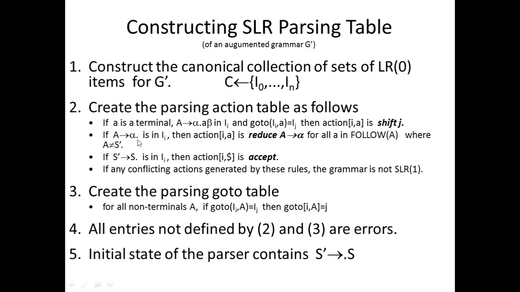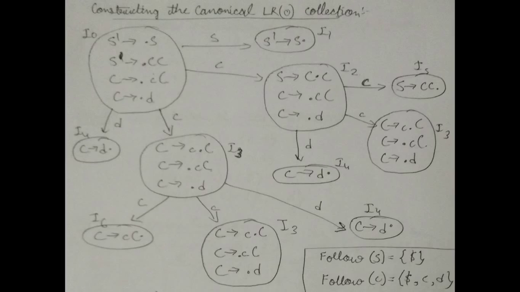Moving on, we write the reduce operation for the following case. If A gives alpha dot is in I_i, then action[i, a] is reduce A gives alpha for all a in follow of A, where A is not equal to S dash. Okay, we go to the table and we see where we have all the productions with the dot at the end.